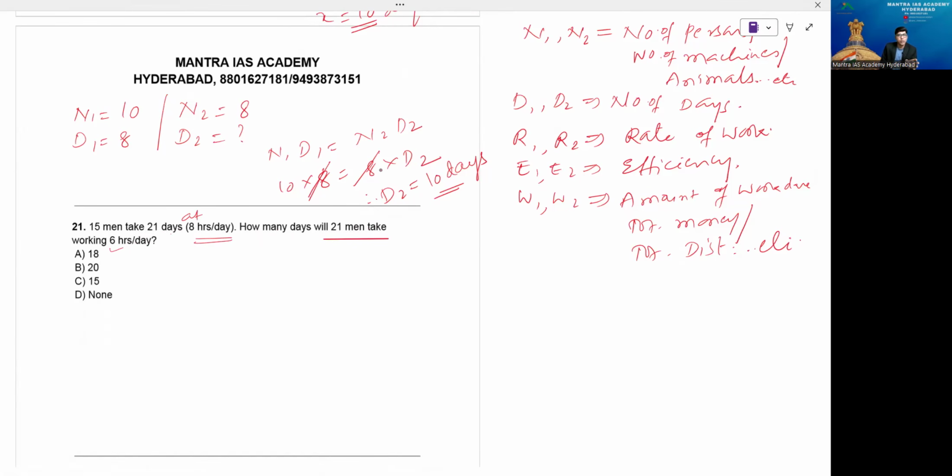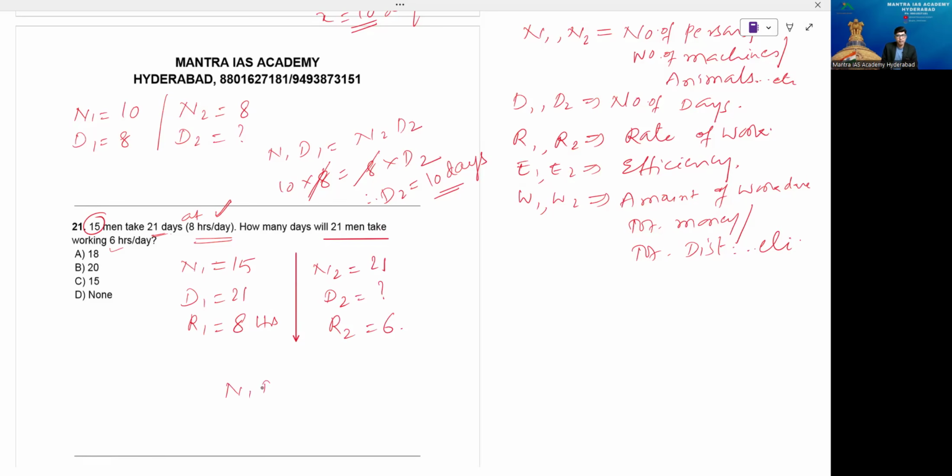15 men can do a work in 21 days at 8 hours a day. How many days will be taken by 21 men to complete the same work, working 6 hours per day? That's the question. So in this case, what do I have to write? N1 is 15, so 1, 5. D1, the days in the first case, is 21. The rate of work is called R1, 8 hours per day. This is the first case. On the right side, how many days by 21 members? N2 is 21. D2 is equal to how many? And the rate of work R2 is equal to 6 hours per day.